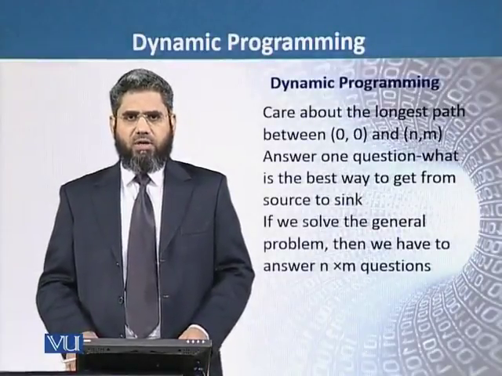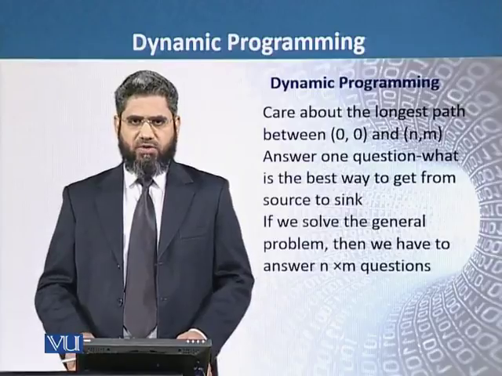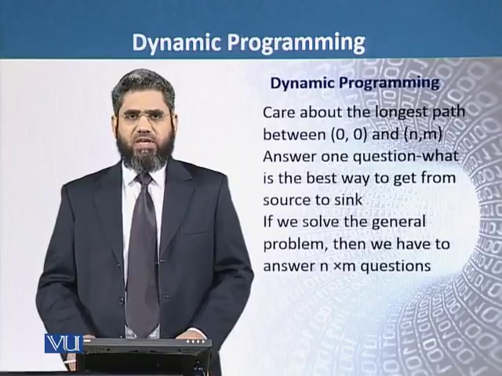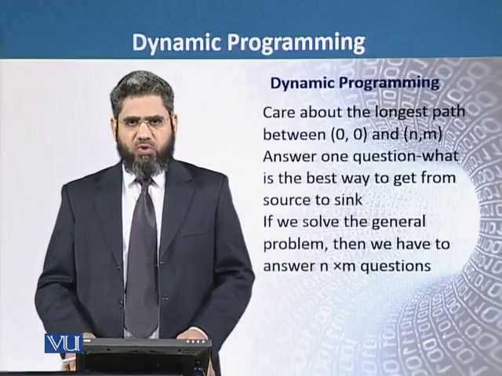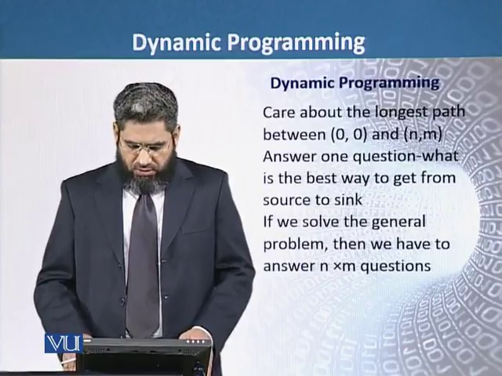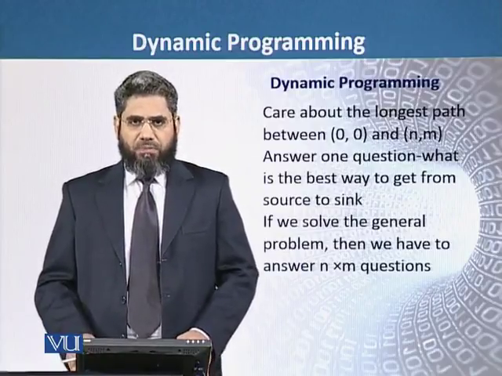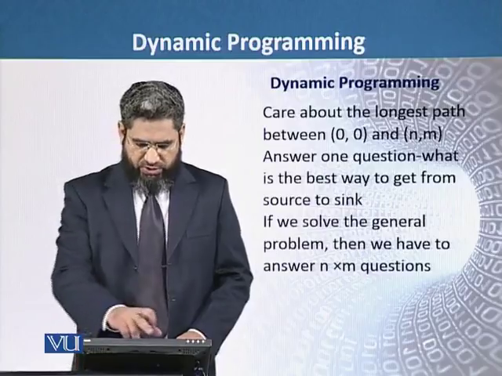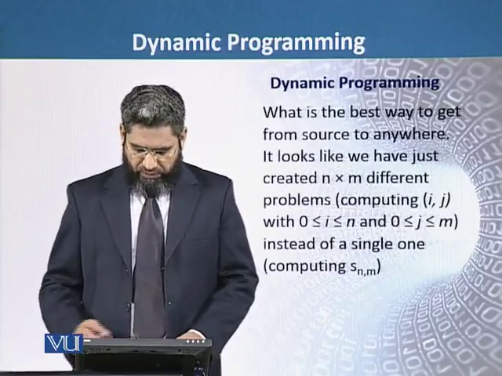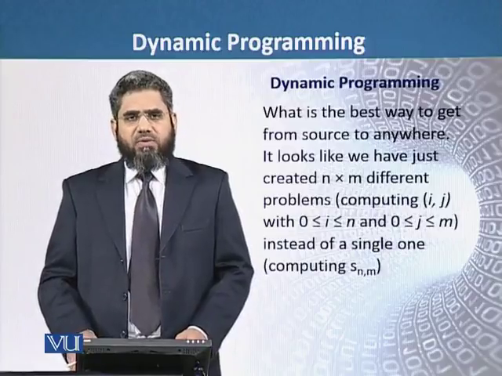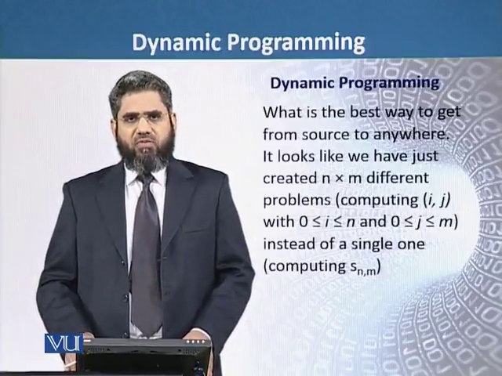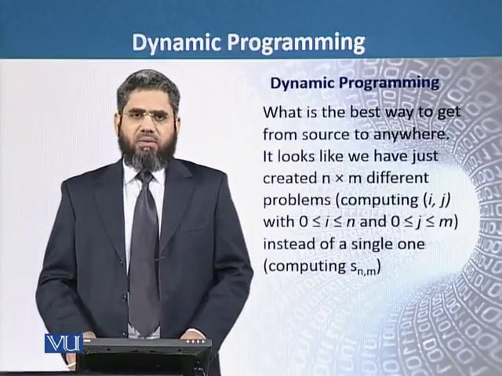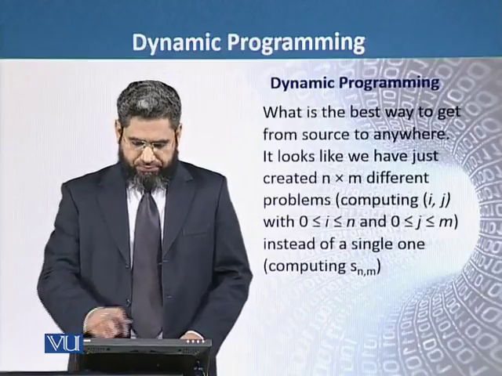If we only care about the longest distance between the source (0, 0) and the sink (n, m), then we have to answer one question: what is the best way to reach from source to the sink? So if we solve the general problem, then we have to solve the answer for n times m. And if we solve the general problem n times m, then we have to answer again what is the best way to reach from source to anywhere.